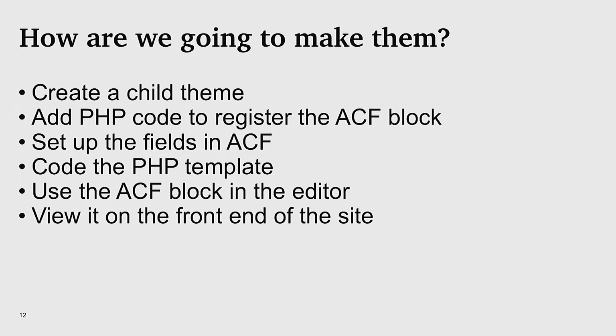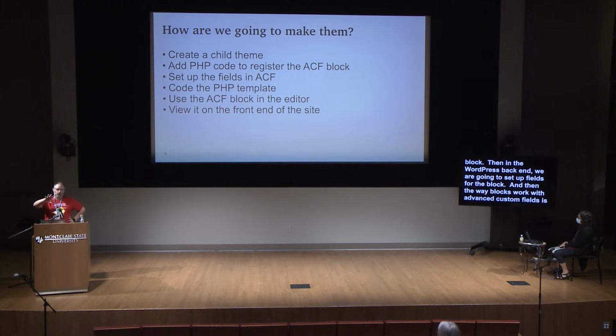We're going to add PHP code to the functions.php file in that child theme, and that will register the ACF block. Then in the WordPress backend, we are going to set up the fields for the block. And then the way blocks work with advanced custom fields is you make the form in the WordPress backend, but then you make a template in PHP in the file structure of the theme. And I'll show you that, obviously. And then we'll view it on the back end to populate it with data, and then we'll look at it on the front end to make sure it all works.